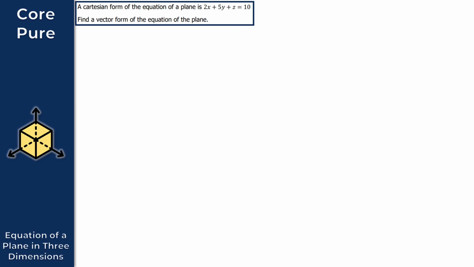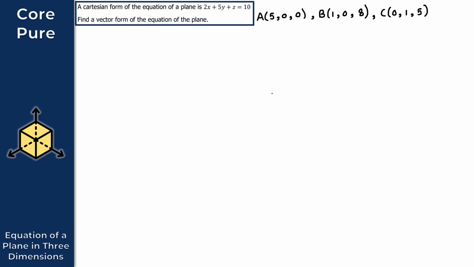So the 3 points that I've chosen are as follows. I've got the point A, and the point A has coordinates of 5, 0, 0. I've got the point B with coordinates of 1, 0, 8. And then I've got the point C to finish with. This is my last point. And the point C has coordinates of 0, 1, and 5.